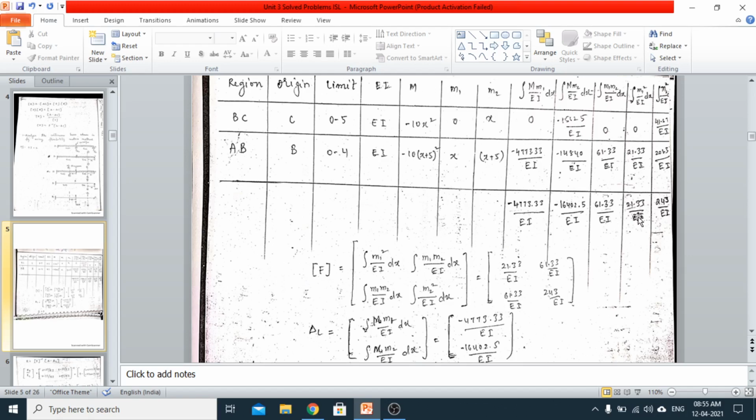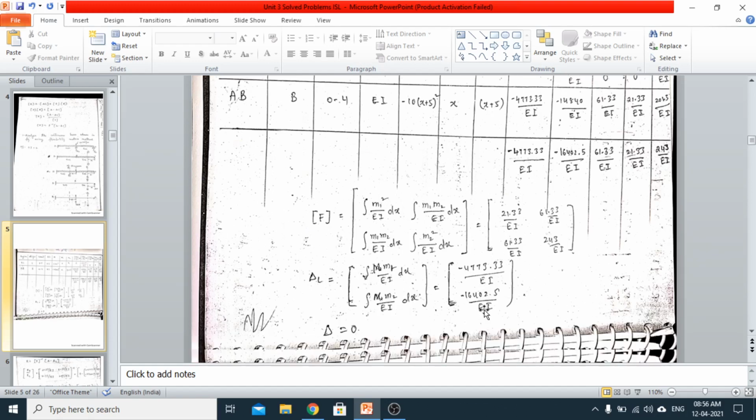Okay. What is M1, M2? 61.33 by EI. Then we have 243 by EI. Then what is delta L? Delta L is given by integral M1 by EI, then M2 by EI. So delta L will be integral, whatever the values we have here, we'll put these values.